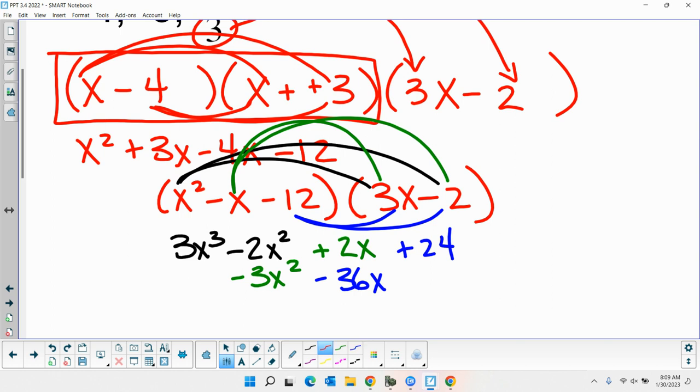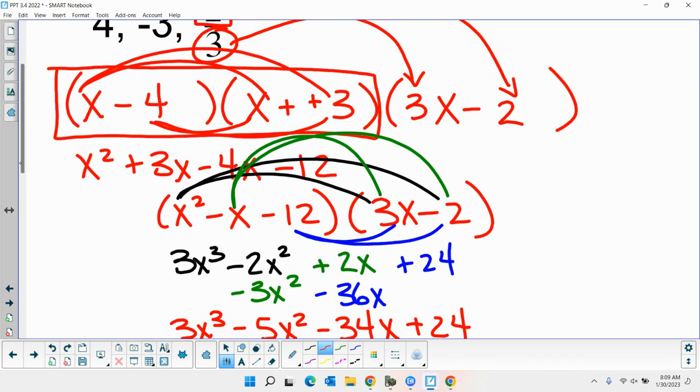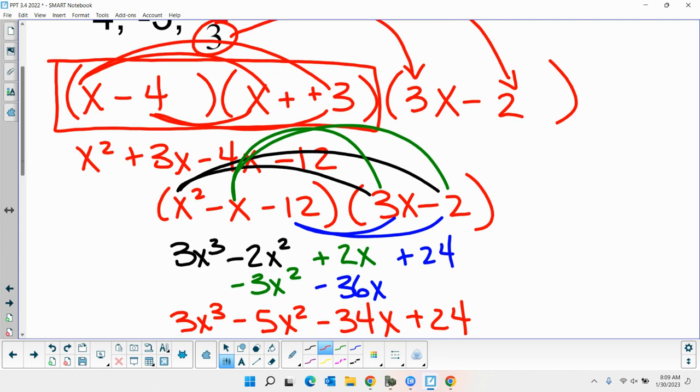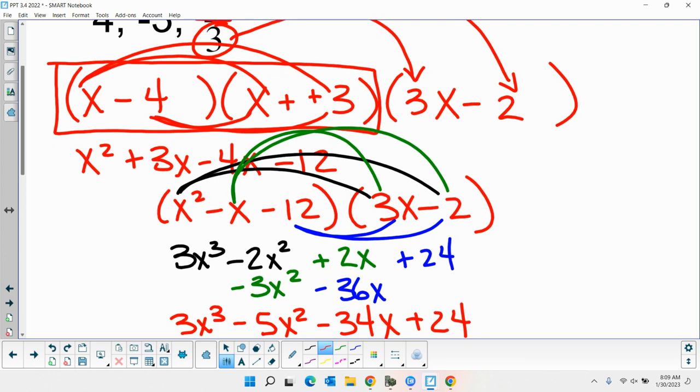So my answer then, putting my like terms together, is 3x cubed minus 5x squared minus 34x plus 24. So this polynomial, this function, has zeros 4, negative 3, and 2/3. If I had that and asked you to find the zeros, that's what you would find. Those are the answers you'd get. So we're going backwards. That's the other thing this week. Questions on that?